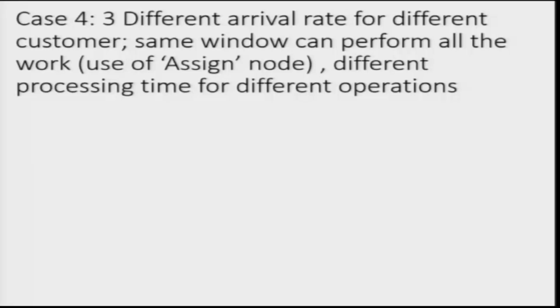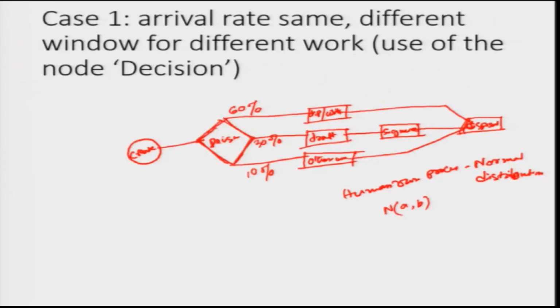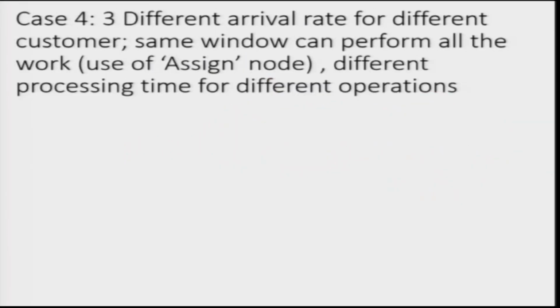So far we have discussed how the decision node can be used to divert the various customers depending upon a probabilistic number, depending upon chance. Second, we have also discussed how the assign node can be used for a particular process, and for deciding whether the entity requires a particular process or not.